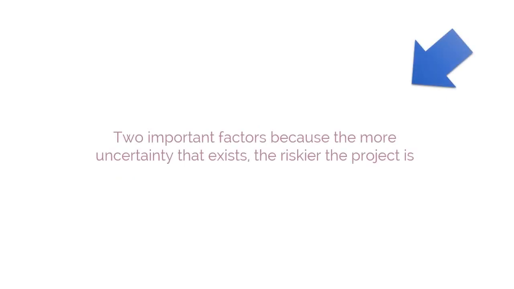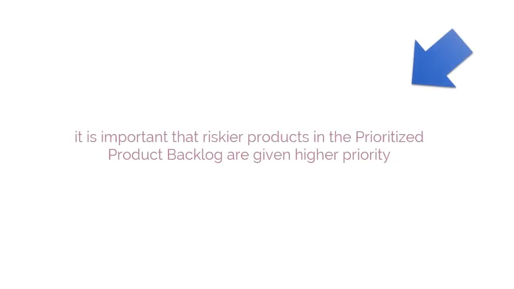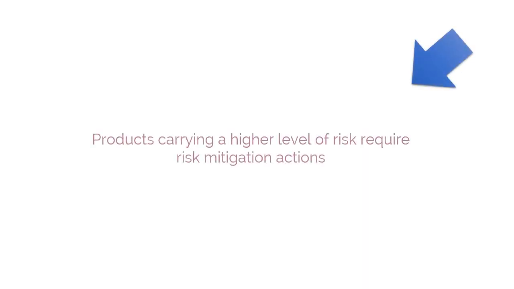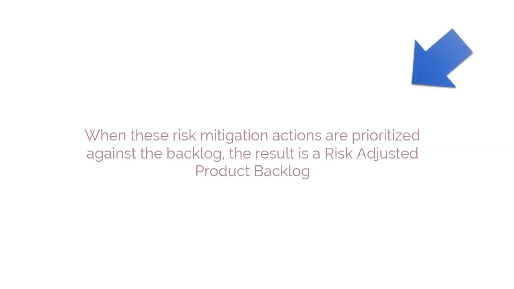Risk and uncertainty are two important factors because the more uncertainty that exists, the riskier the project is. Therefore, it is important that riskier products in the prioritized product backlog are given higher priority. Products carrying a higher level of risk will also require risk mitigation actions. When these risk mitigation actions are prioritized against the backlog, the result is a risk-adjusted product backlog.